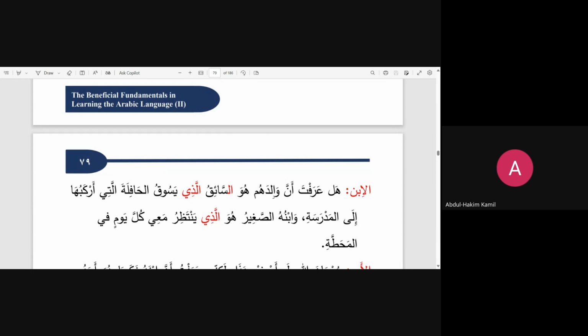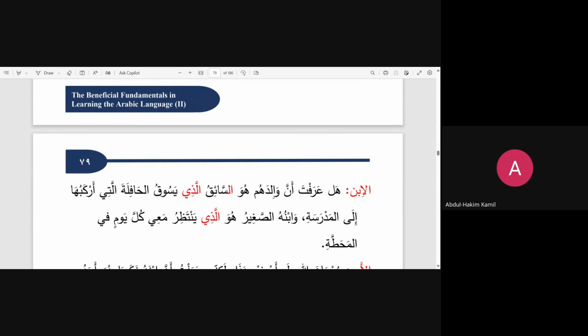وابنه الصغير هو الذي ينتظر معي. What does that mean? وابنه الصغير, and his youngest son, his small son. Who was الذي ينتظر معي? He is the one who waits with me. Look, he didn't say who was ينتظر. He didn't say his son waits. He is the one who waits. He's asking, do you know the father? He's the one that does this. And the son, he's the one that does that. We know this family. Did you know that the father, he's the one that drives the bus? And his son, he's the one that's waiting for me at the bus stop, waiting with me.